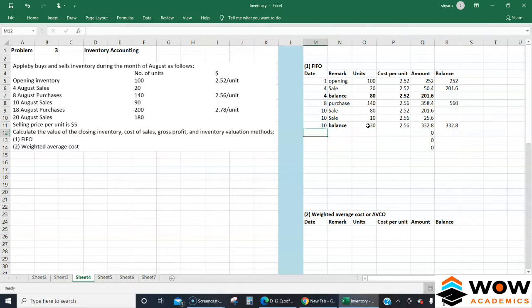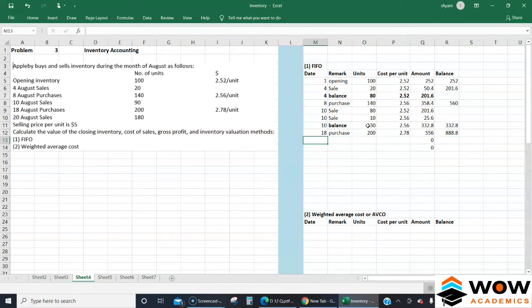So next we have on 18th. On 18th we have a purchase of 200 units. So again we have a purchase of 200 units, and its value is 2.78. So this is the value we have. So the closing would be this value plus this value. So this is the closing value on 18th.